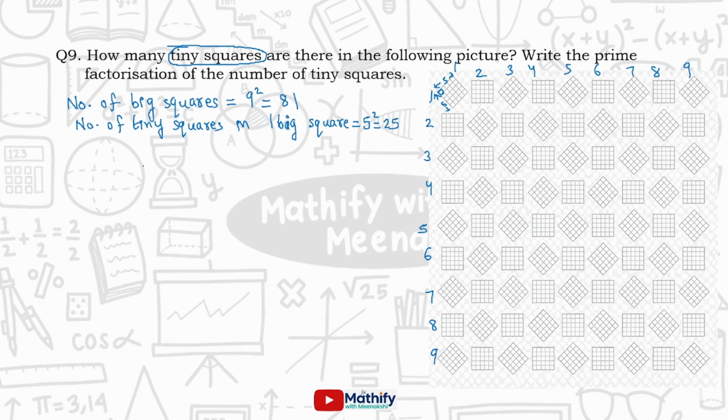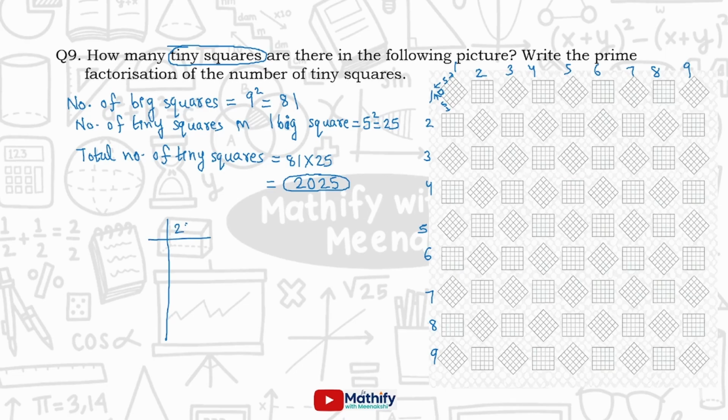So they are saying total number of tiny squares. For that, you will simply multiply this 25 and 81. And what will you get when you multiply them? You will get 2025. Now they're saying that you have to find the prime factorization of this number.